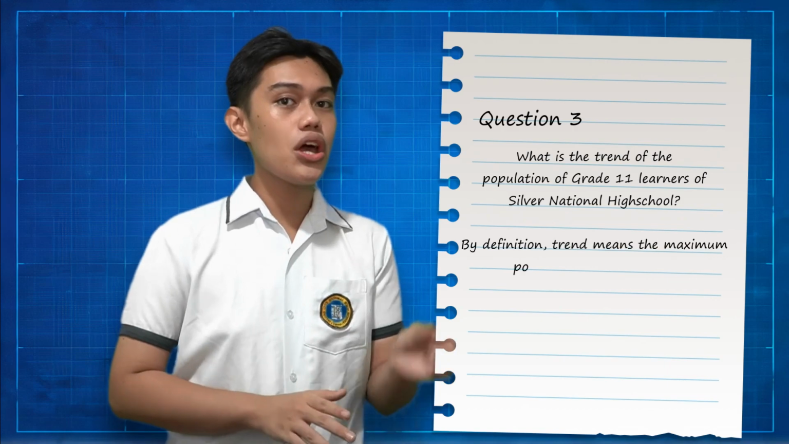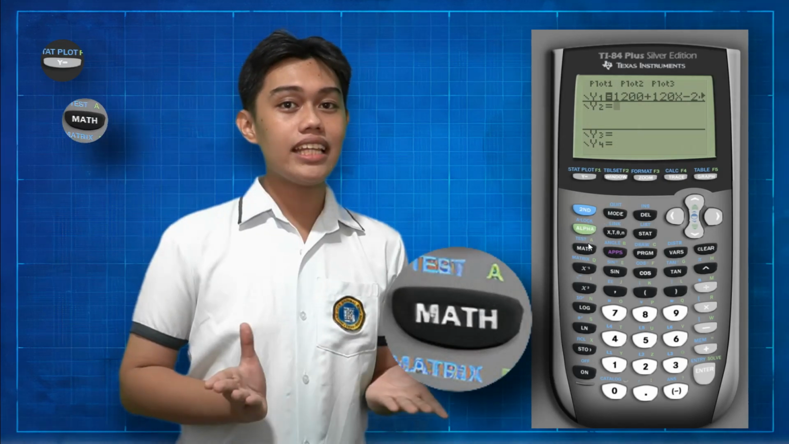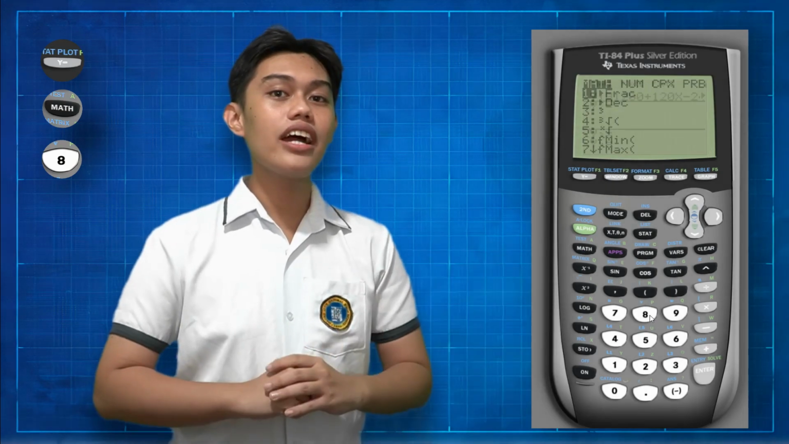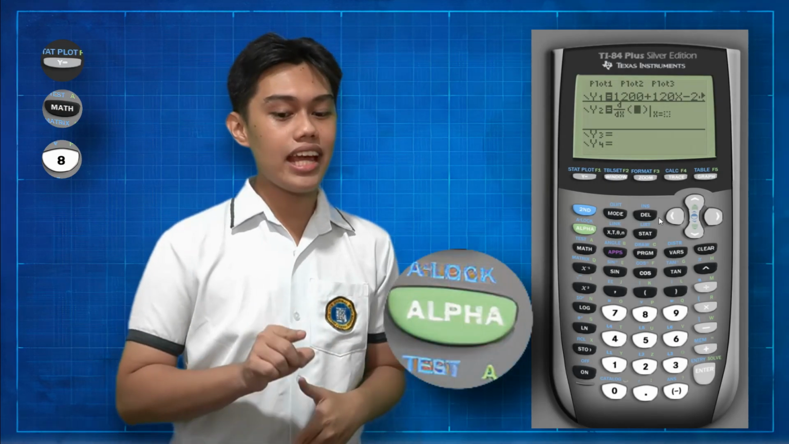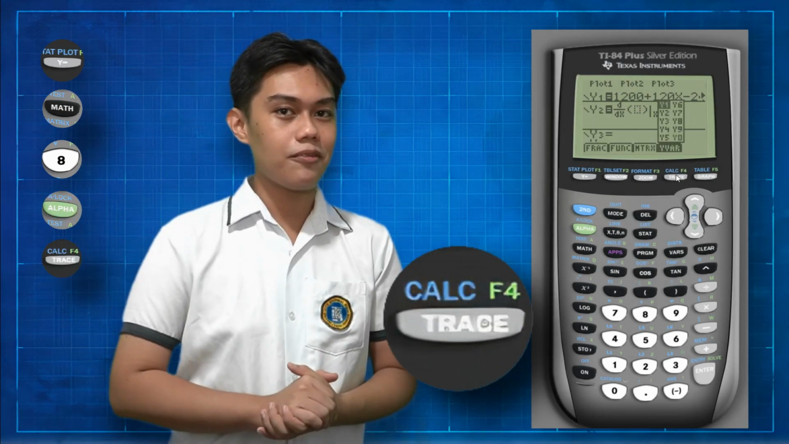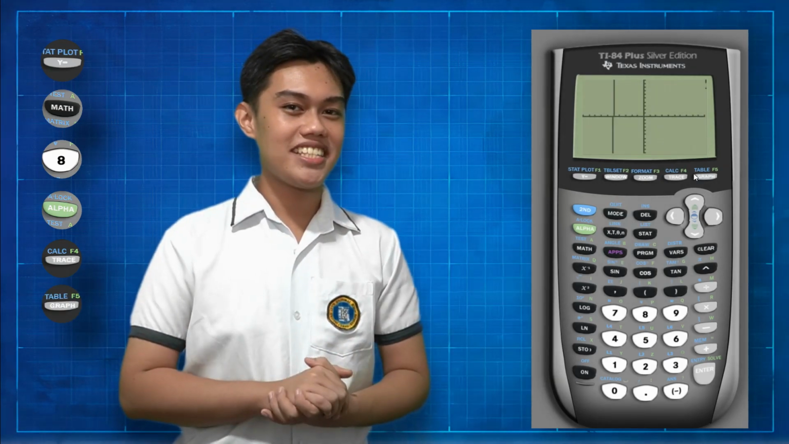For the last question, what is the trend of the population of grade 11 learners of Silver National High School? To get the answer, we need to press first the y equals editor button, then enter your function. After that, use the arrow keys to place your cursor in an open equation in the y equals editor. Next is to press the Math button, then 8 button to have access again to the derive template. Put again on the d over dx our variable x. Then inside the parentheses, press the alpha button and the trace button consecutively. Here, we'll just choose the y sub 1 as it is the variable which represents our function. And then press the graph button to do its graphing magic.